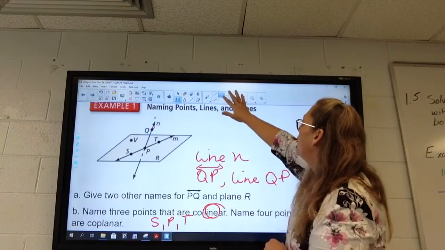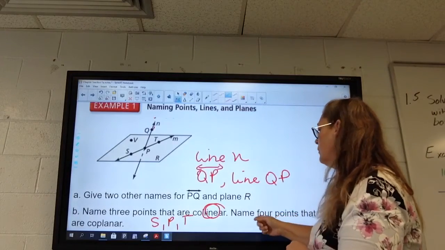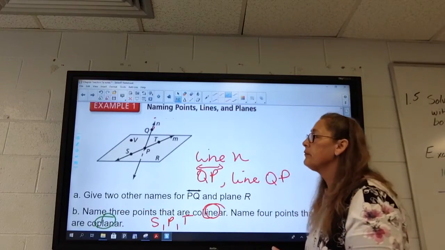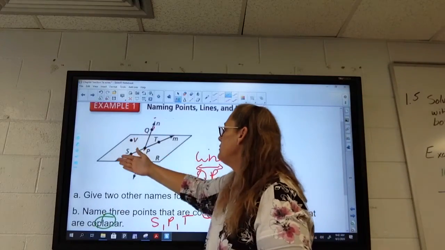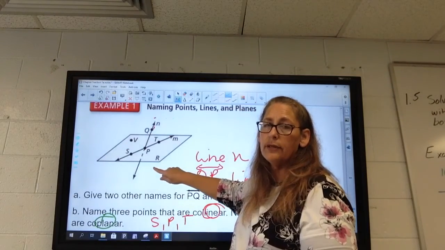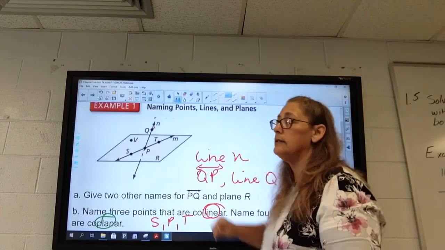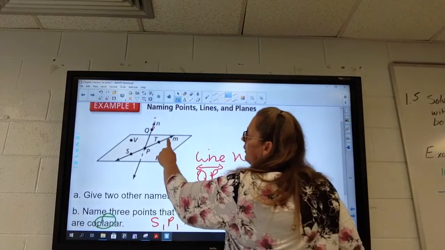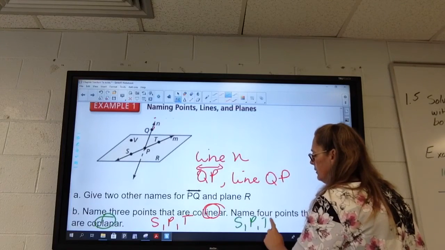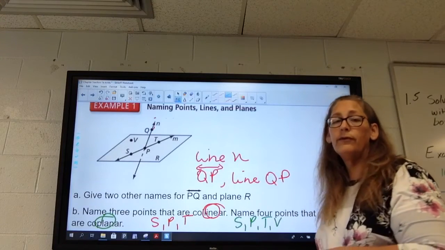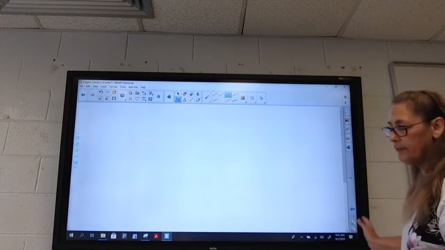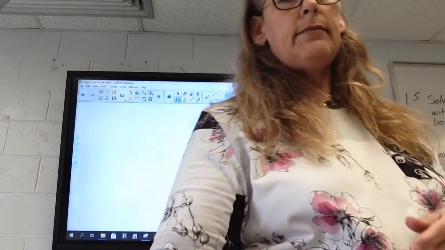If we look at the next one, name 4 points that are coplanar. Coplanar, on the plane. So on the plane, in this rectangle here, this R here is not a point, it doesn't have a dot with it. That is another name for the plane. So let's look at that. You have S, P, T, and V. Those are the only 4 points that can be in any order. Assignment is in your book.